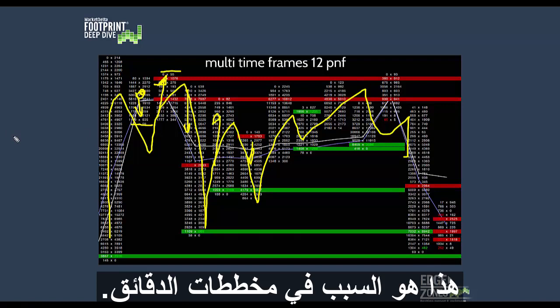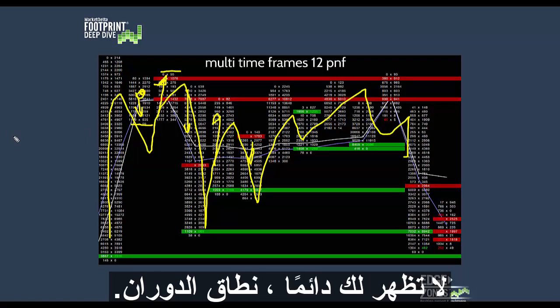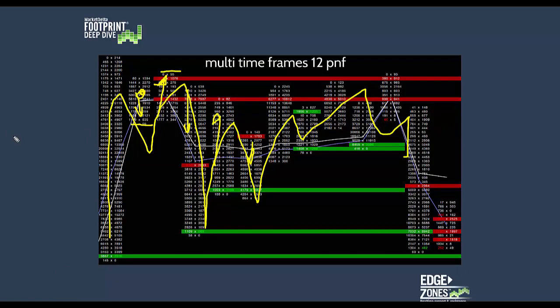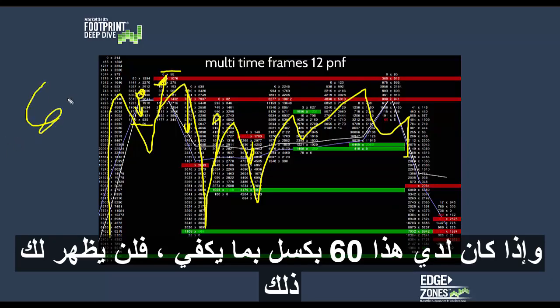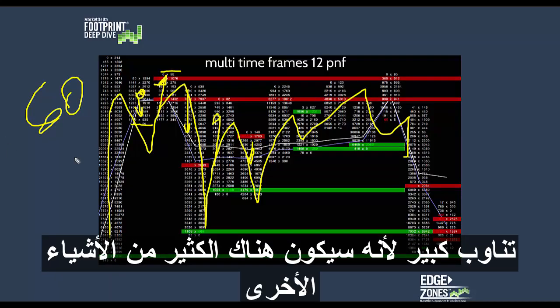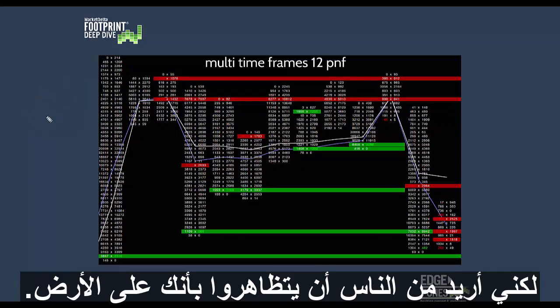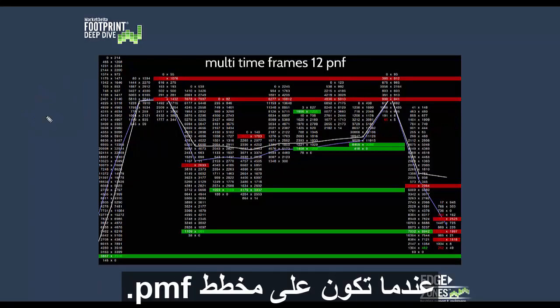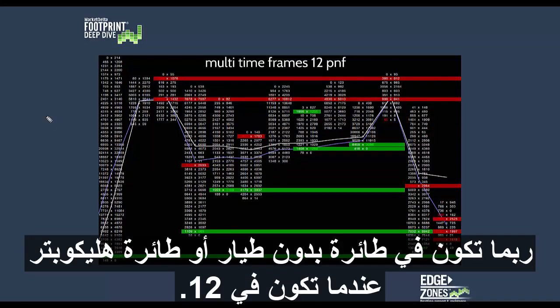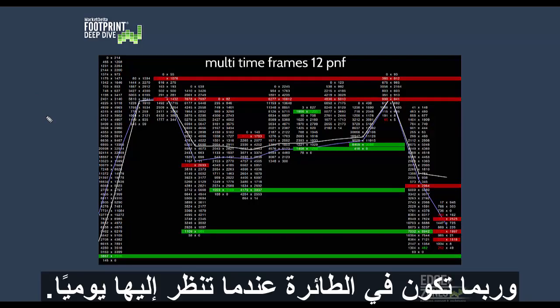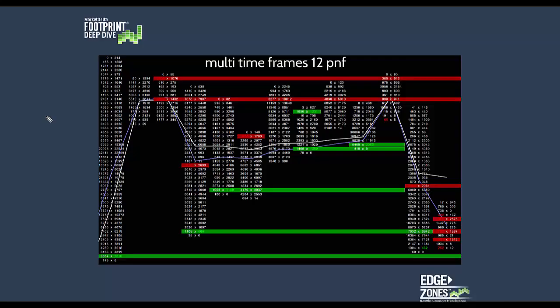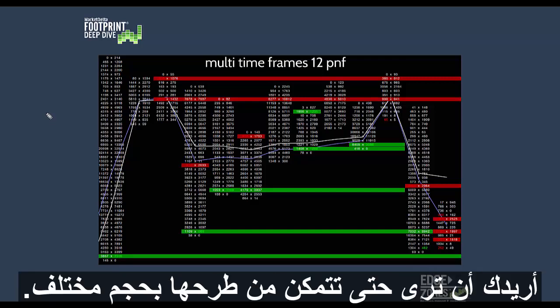That's why minute charts don't always show you rotation. Range charts don't always show you great rotation. And if I had this as a 60 PNF, that's not going to show you great rotation because there's going to be a lot of things that happen in one bar. But I do want people to just pretend you're on the ground when you're on a 4 PNF chart. You're in a drone maybe, or a helicopter when you're on a 12. And maybe you're in the plane when you look at it daily. That's kind of the metaphor or analogy I want you to see.